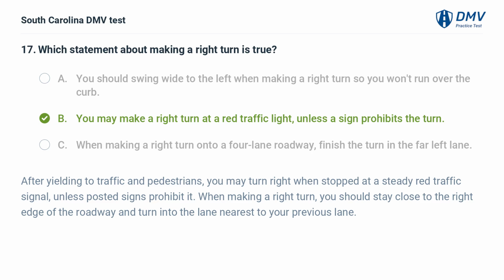After yielding to traffic and pedestrians, you may turn right when stopped at a steady red traffic signal, unless posted signs prohibit it. When making a right turn, you should stay close to the right edge of the roadway and turn into the lane nearest to your previous lane.